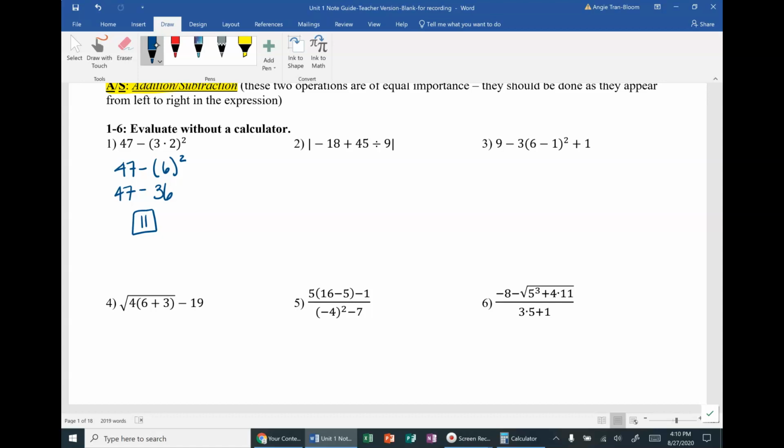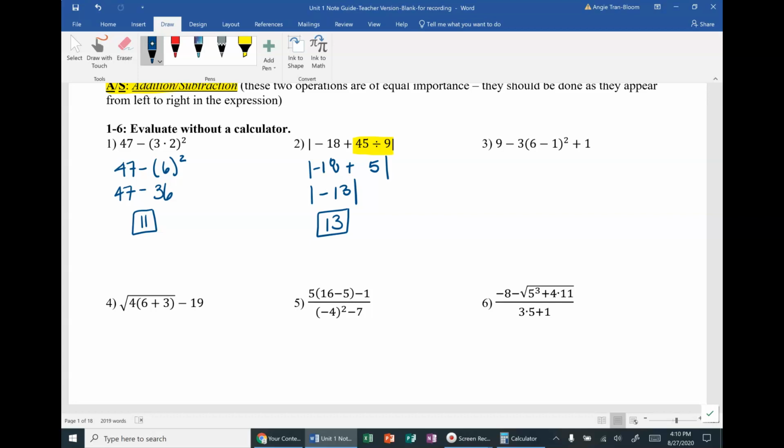Example number 2, absolute value of negative 18 plus 45 divided by 9. All of it is, again, inside of the absolute value. Next, or first thing really, is the division. 45 divided by 9 is going to give us 5. Drop everything else down. And as you can see, we have a negative 18 plus 5. That's going to give us negative 13. Absolute value of all negative numbers will give us a positive number. So hence, we have a positive 13 as our final answer.